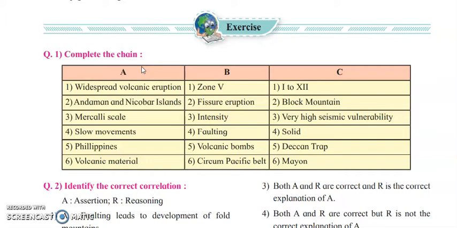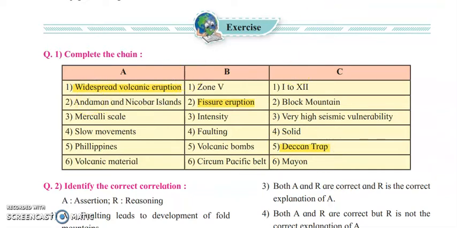match the pairs. The first is widespread volcanic eruption. Just see in column B what is going to match it. So widespread volcanic eruption, the answer for it is fissure type volcano. We all know that fissure is a volcano which spreads very fast and it covers a large distance, and Deccan Trap is an example of fissure type volcanic eruption.